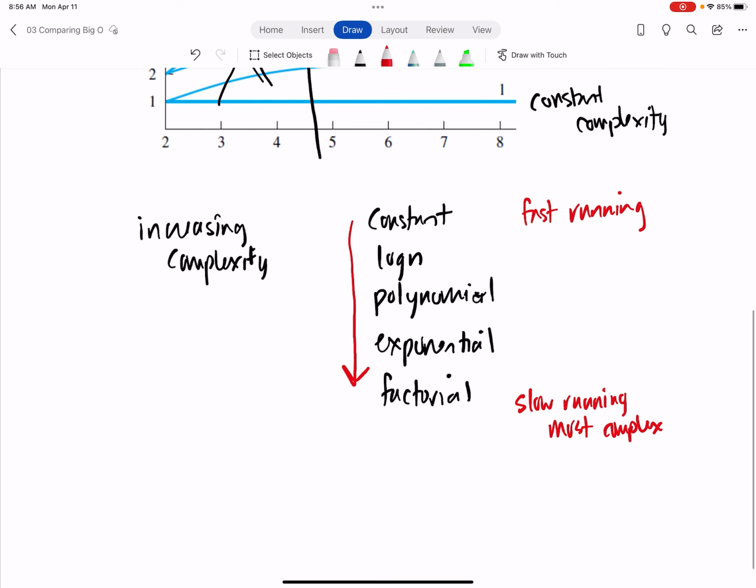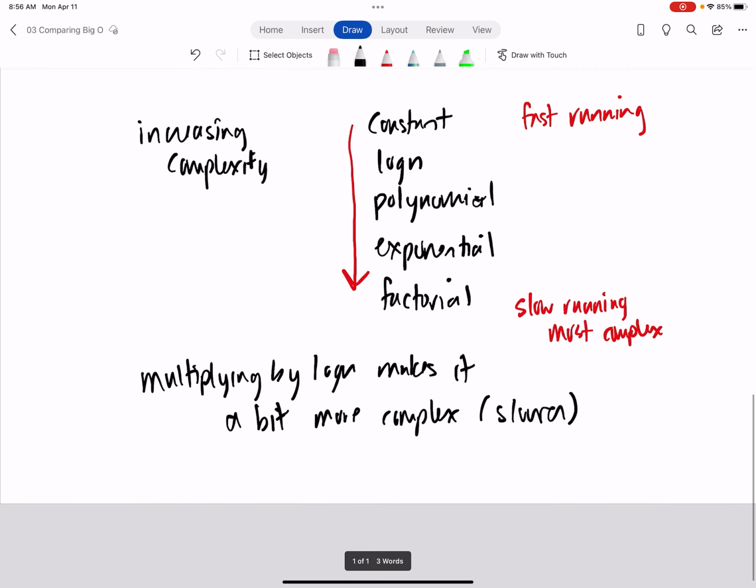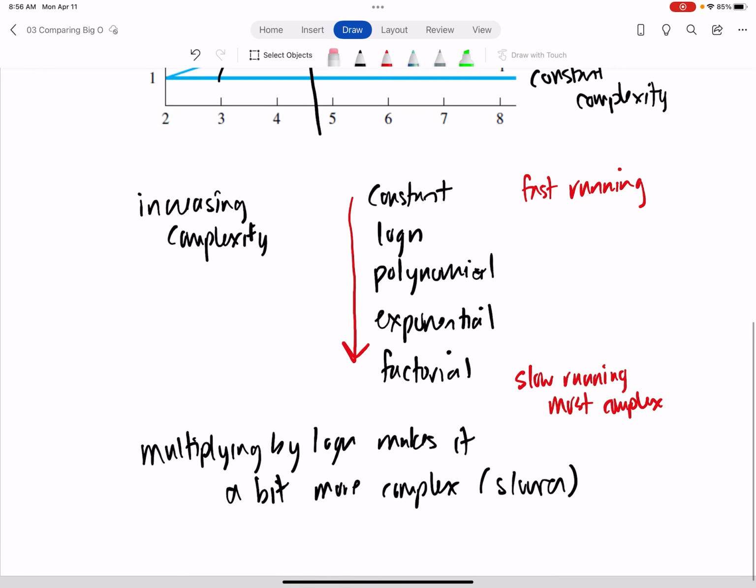Anytime you multiply something by log n, multiplying by log n makes it a bit more complex or slower. So what we could say is that n squared is faster than n squared log n.